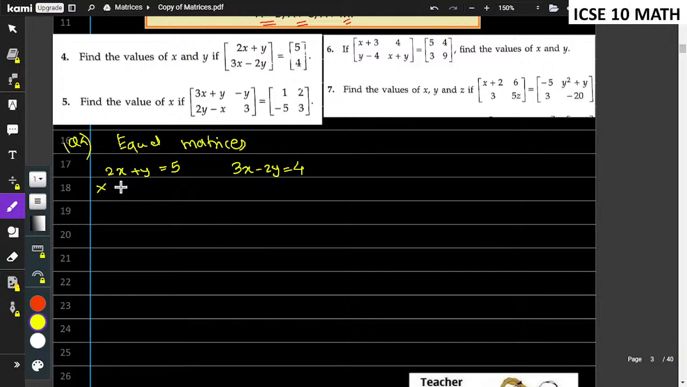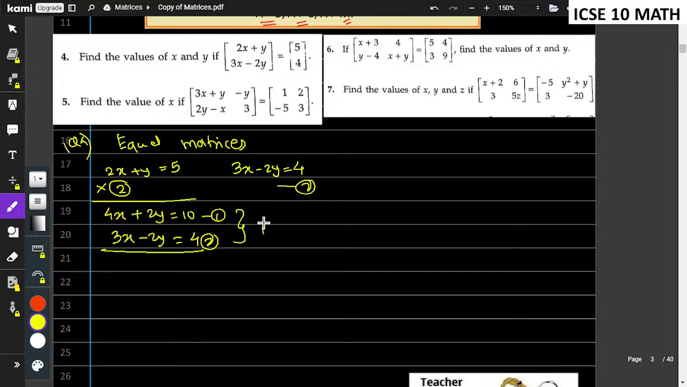Let's multiply the first equation by 2. So we are getting 4x plus 2y is equal to 10. This is equation number 1. This is equation number 2, 3x minus 2y is equal to 4. If we add equation 1 and 2, we will get the answer. So what are we doing? Equation 1 plus equation 2. So 2y minus 2y gone, 4 plus 3 is 7x, 10 plus 4 is 14. So here we get the value of x is 2.